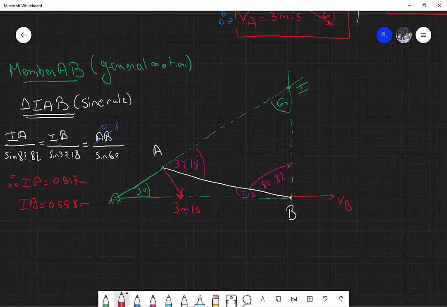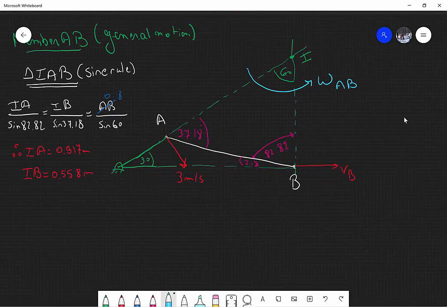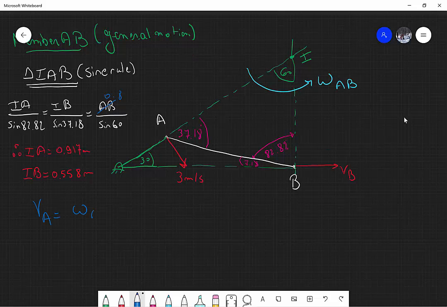The omega of AB is rotating around the point I, and the omega therefore is in this direction. So omega AB is rotating counterclockwise, and we can say the following: VA equals omega AB times IA. Therefore omega AB equals VA over IA.